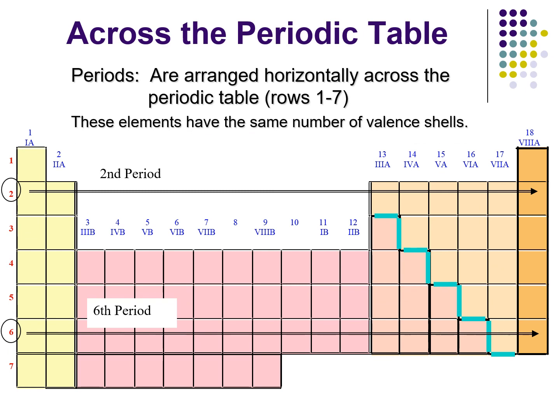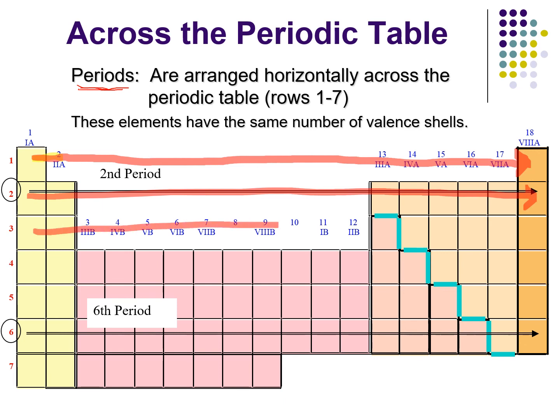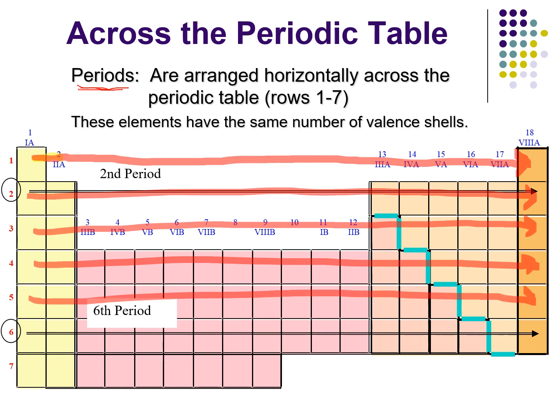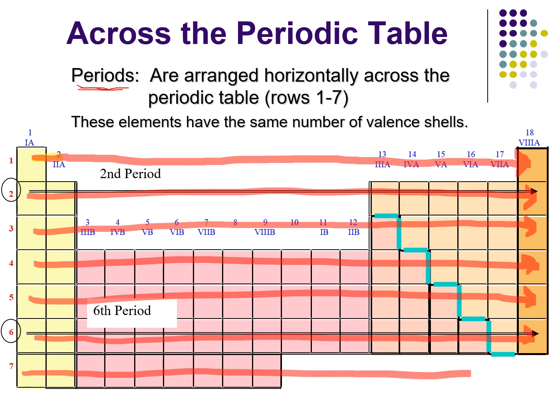So, across the periodic table, ang element ang tawag doon ay periods. So, periods are arranged horizontally across the periodic table. So, row. Hindi siya vertical ngayon. So, horizontal siya. Meaning from left going to right. So, kung titignan natin, ito yung ating period number 1. Ito yung period number 2. Period number 3. Period number 4. Period number 5. Period number 6. And we have here period number 7.